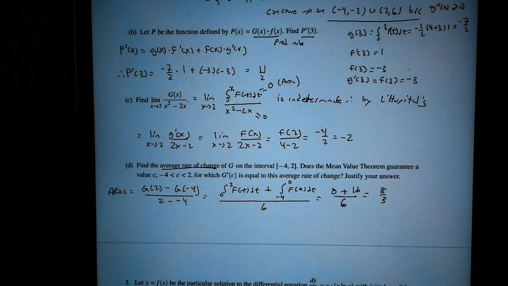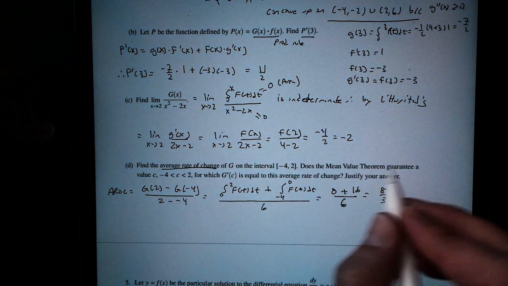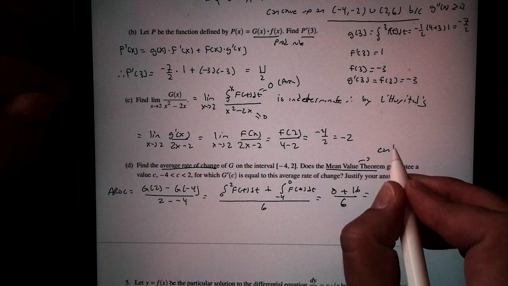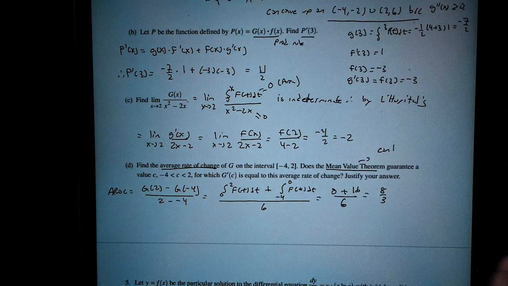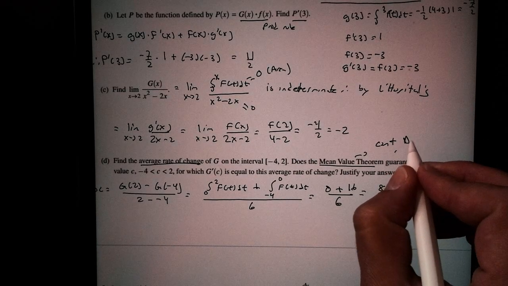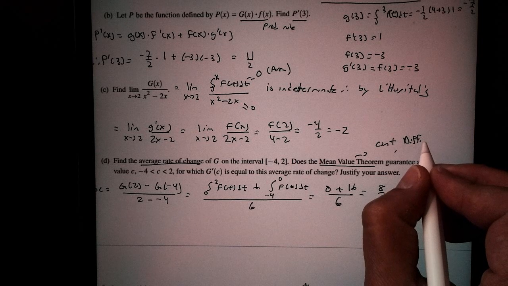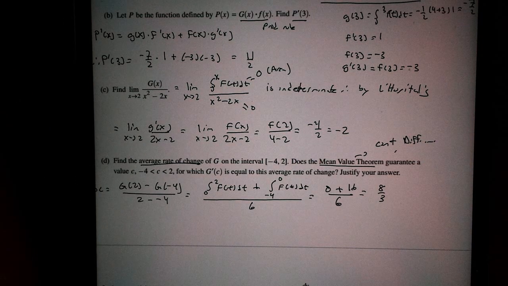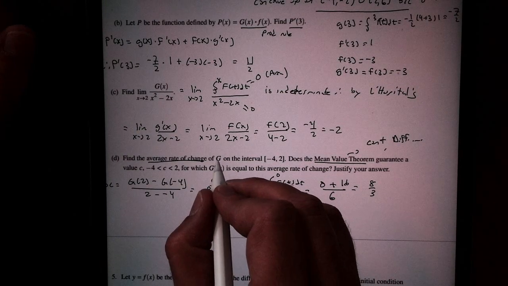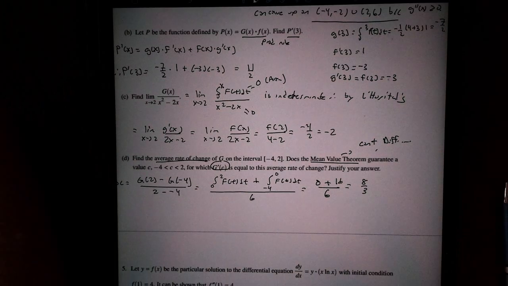Cool. The next part says, does the mean value theorem guarantee a value for which g prime is equal to the average rate of change? Okay, this is kind of tricky. If we talk about the mean value theorem, remember what the rules are. One, the function has to be continuous. Two, the function must be differentiable. And that's all we need. The function g, or g prime in this case, must be continuous and differentiable.